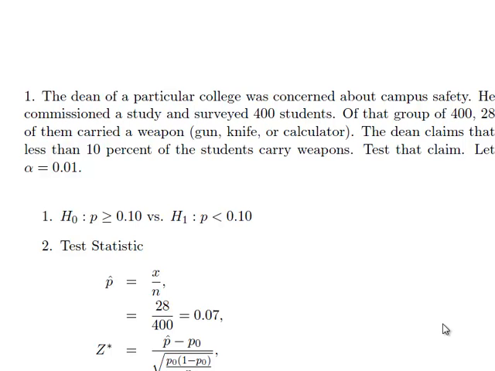So the dean of a particular college was concerned about campus safety. He commissioned a study and surveyed 400 students. Of that group of 400, 28 of them carried a weapon: gun, knife, or calculator. The dean claims that less than 10% of the students carry weapons. Test that claim. Let alpha equal 0.01.